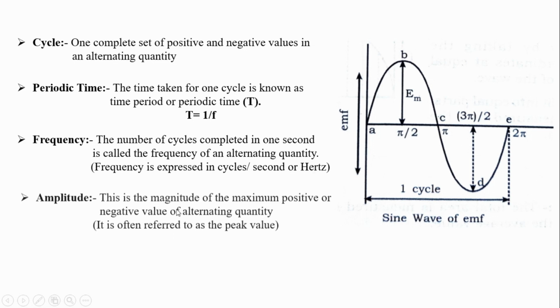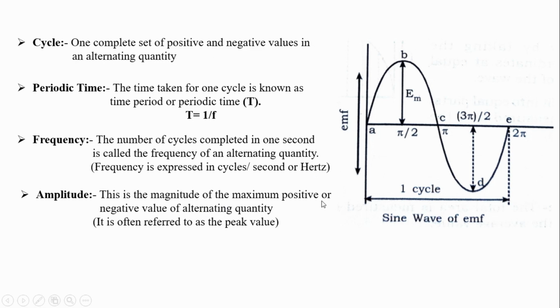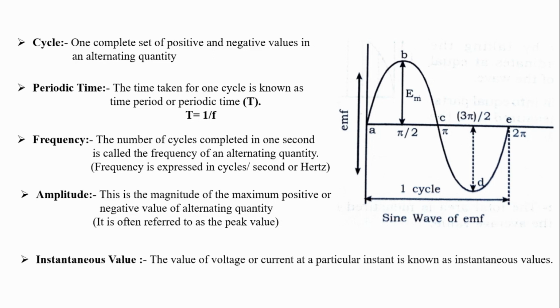Amplitude. This is the magnitude of the maximum positive or negative value of an alternating quantity. Sometimes it is known as peak value or maximum value. Instantaneous value. The value of voltage or current at a particular instant is known as the instantaneous value. So this is all about generation of alternating EMF, its equation and certain parameters. This is the basics or fundamentals of AC.